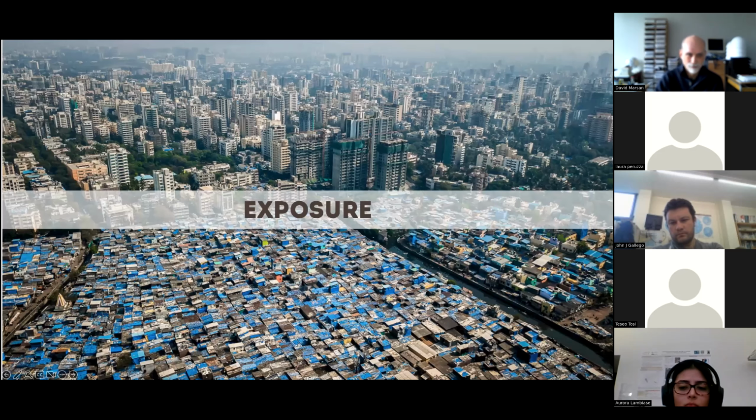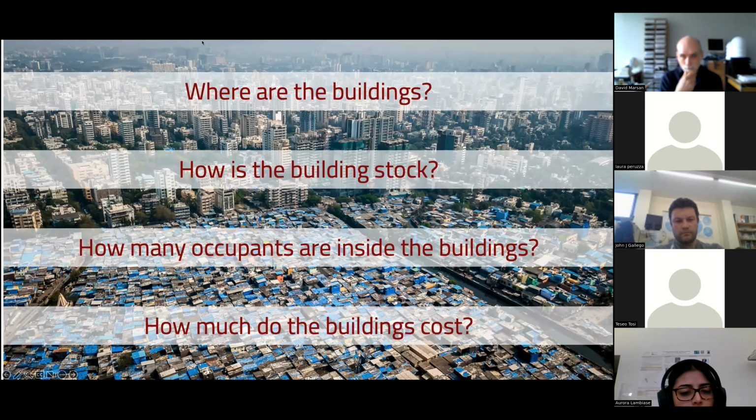So just moving here to exposure. The questions we're trying to address on the exposure side: typically, what we want to address is what are the buildings, how is the building stock, how many occupants are inside of the buildings, and how much do the buildings cost? This is the type of questions we're trying to address.